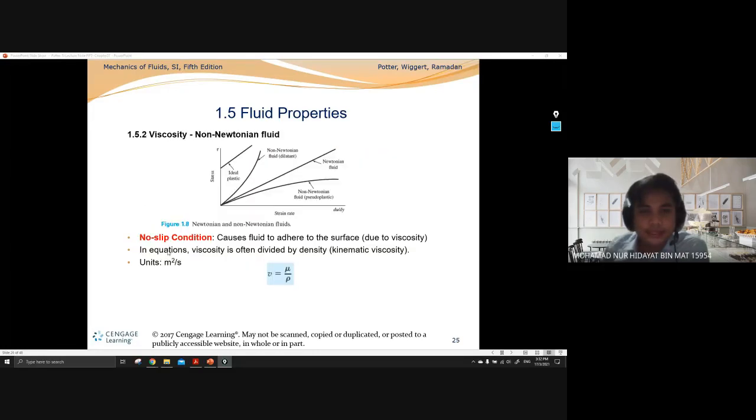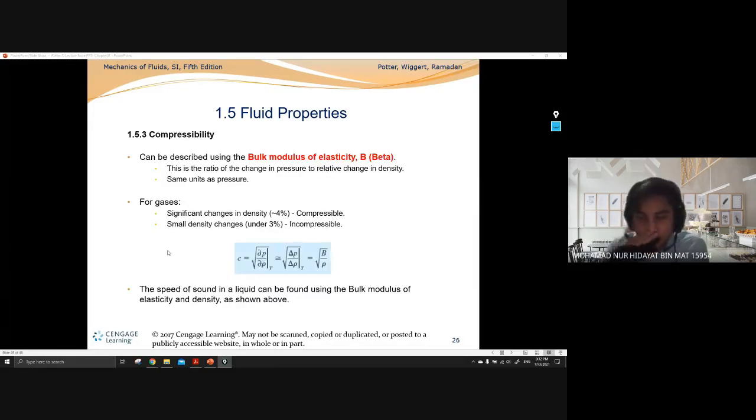This is the compressibility. Basically, compressibility describes the bulk modulus of elasticity.